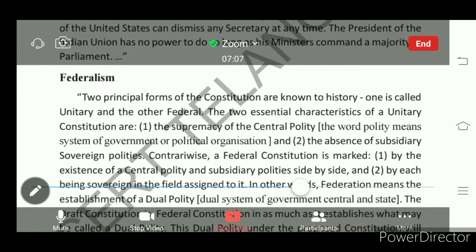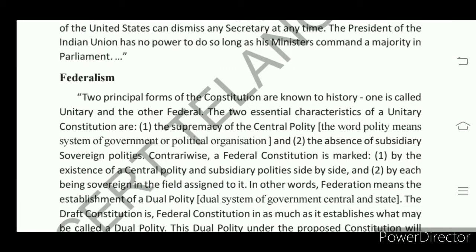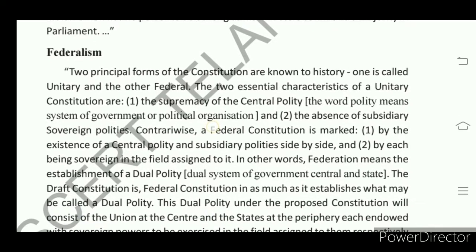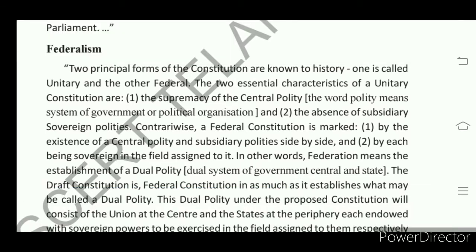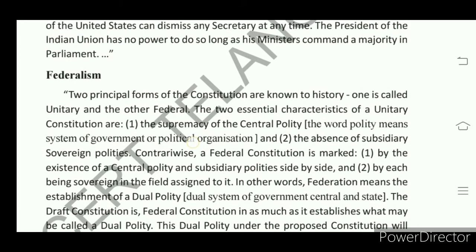Today, another feature of the Constitution drafted by the drafting committee, that is our Indian Constitution: federalism. In the last class, we studied the parliamentary system, which is a feature of our Indian Constitution. Today, we learn another feature of the Indian Constitution, federalism. So, what is federalism?